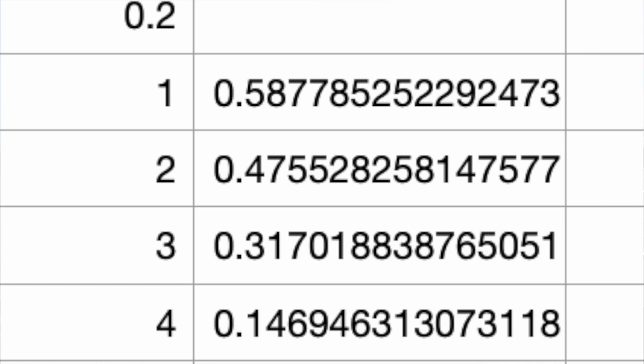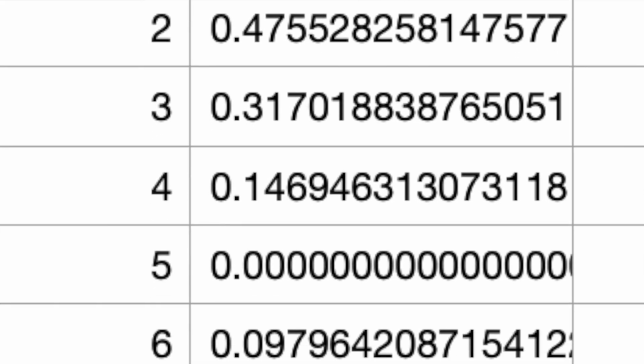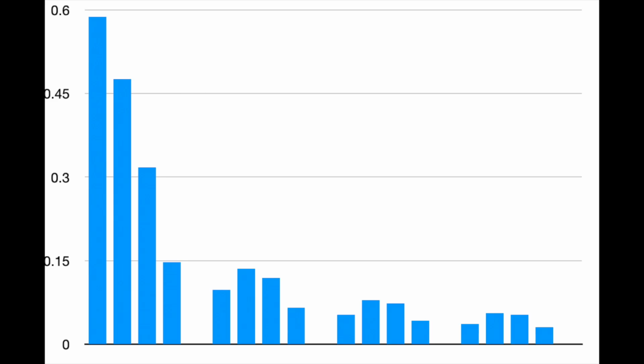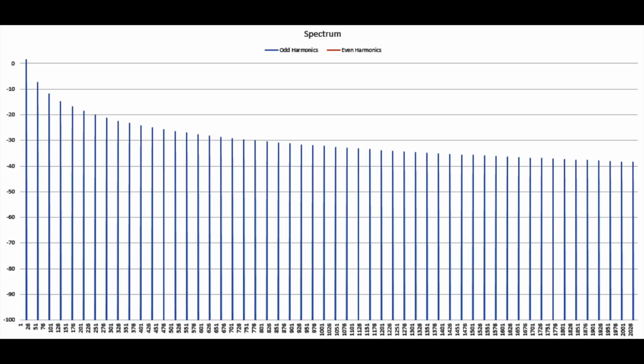And if you have a 20% duty cycle square wave, then the 5th harmonic is 0, because 1 over 0.2 is 5. So the 5th harmonic is 0, and the 10th harmonic is 0, and the 15th harmonic is 0, and the 20th harmonic is 0. But if you have a 50% duty cycle square wave, 1 over 0.5 is 2. So every even harmonic is zeroed out. That explains it all.